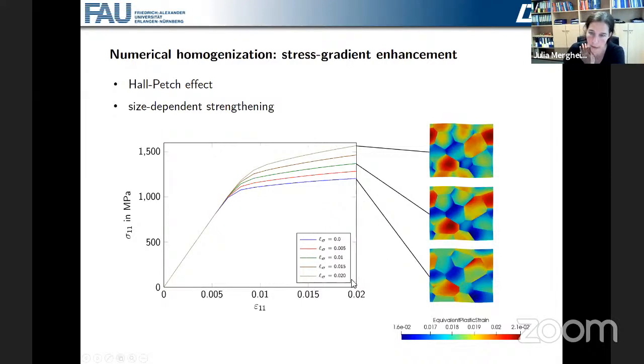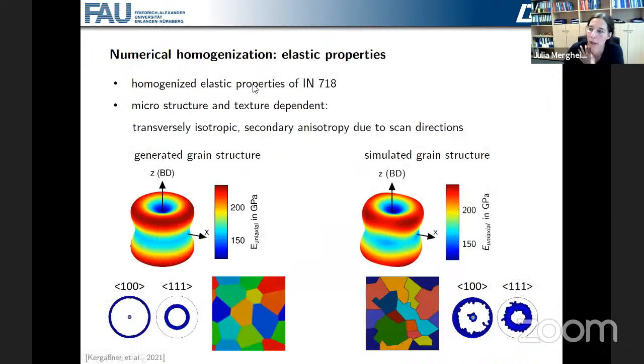And let's say the higher we choose this L sigma, then we see that we also get a higher yield stress, which is what we want to have for, let's say, a smaller grain size. So we now use this model here to derive the macroscopic elastic properties and plastic properties of the additively manufactured Inconel material. And we always do that for 2 different settings.